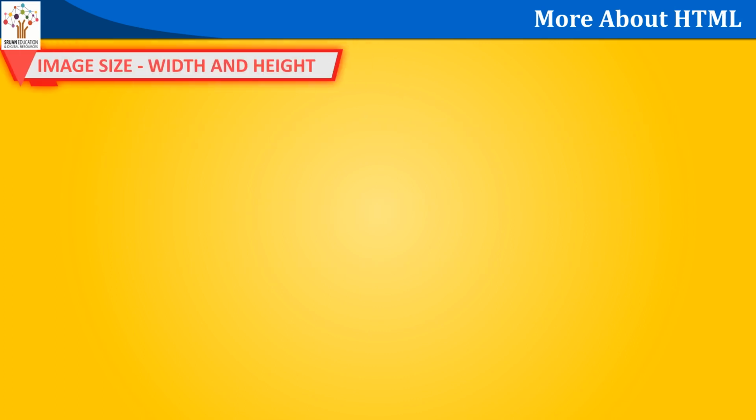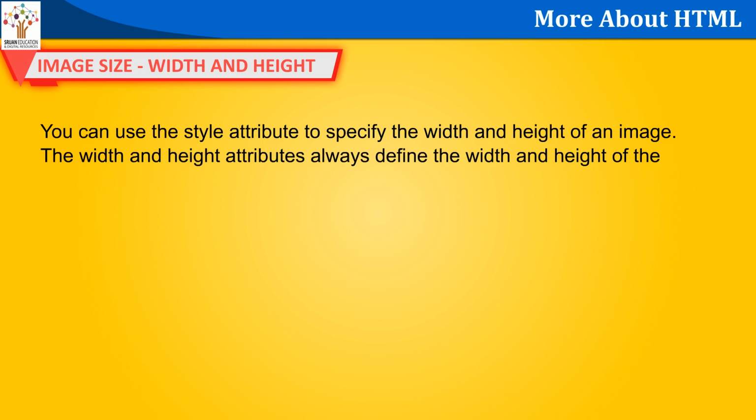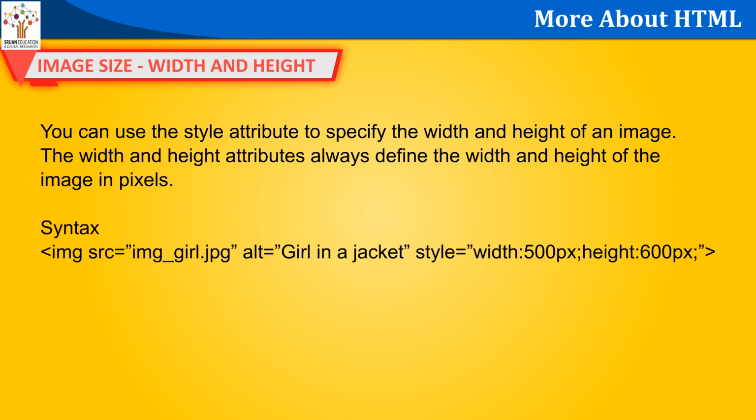Image size, width and height. You can use the style attribute to specify the width and height of an image. The width and height attributes always define the width and height of the image in pixels. Syntax. img src is equal to img_girl.jpg. Alt is equal to girl in jacket. Style is equal to width is to 500 px. Height is to 600 px.